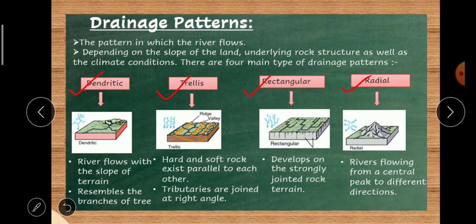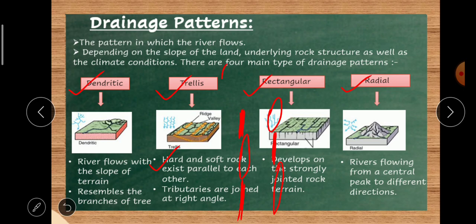Now second is trellis pattern. In this, hard and soft rock exist parallel to each other. Suppose this is hard rock and over here this hollow one is soft rock. Again hard rock is there, here soft rock, again hard rock. And like this, soft and hard rock exist parallel to each other.